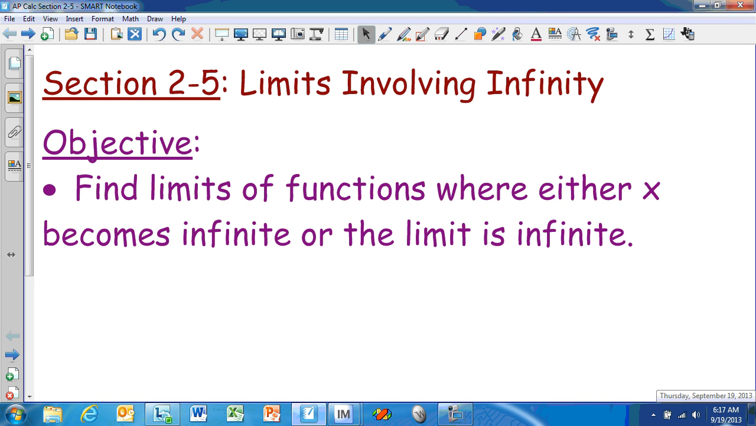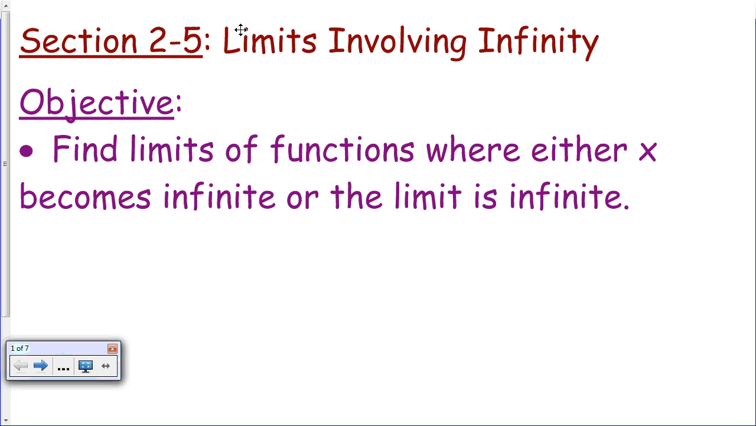Section 2-5, limits involving infinity. The objective is to find limits of functions where either x becomes infinite or the limit is infinite.